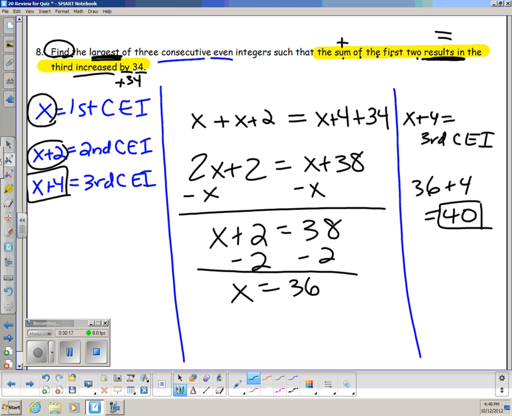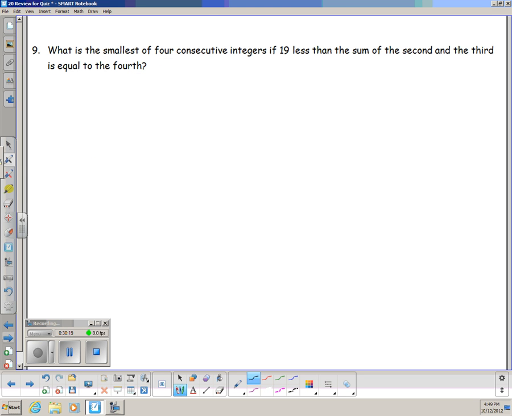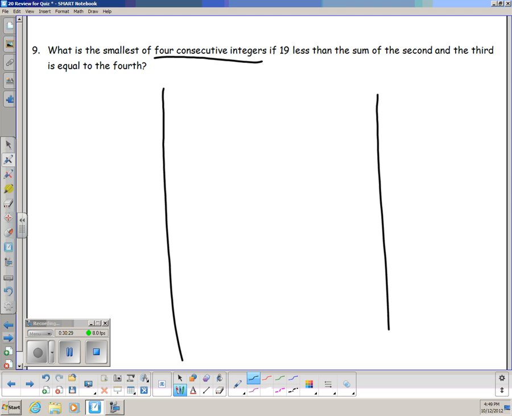And one more, and then the video's over. Number 9. This one's tricky if I remember correctly. All right. What is the smallest of 4 consecutive integers? So right off the bat, 4 consecutive integers. I want to write that. Notice it doesn't say even and it doesn't say odd.